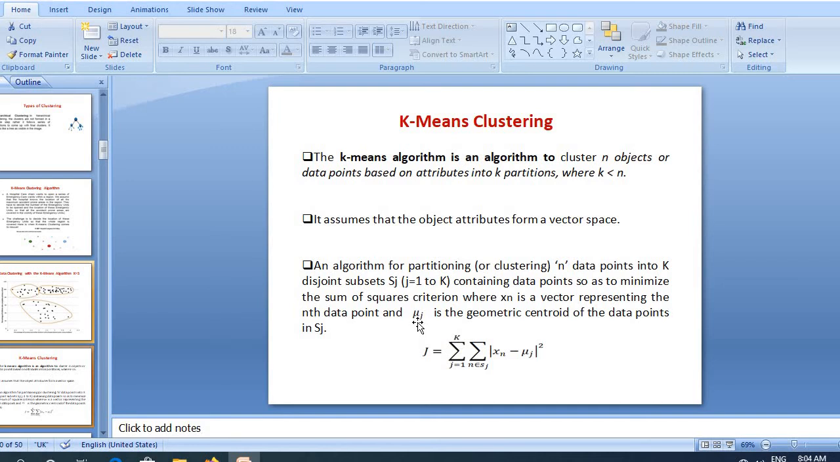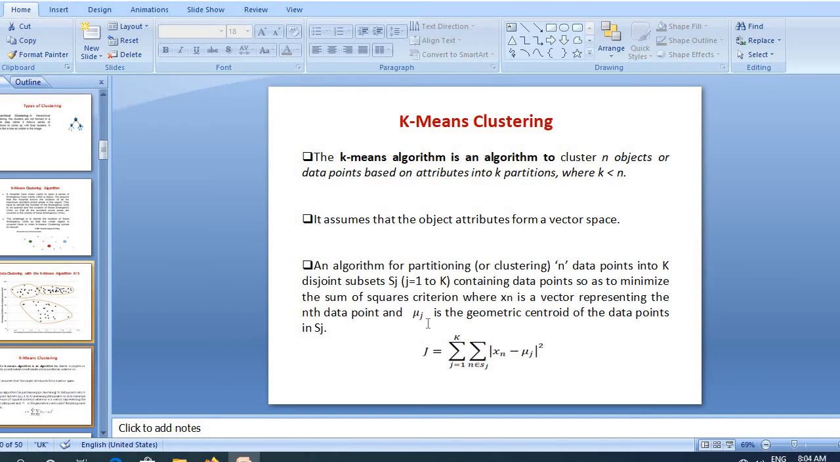Here, I told you we are going to find a geometric centroid for each of the clusters. For example, you have 3 clusters S1, S2, S3. You are going to find 3 centroids mu1, mu2, mu3. And you will find the distance of each of the data points x1 to xn from each of the centroids, calculate the distance and take the square. So that is exactly what is being done here. Our aim is to minimize the sum of squares.